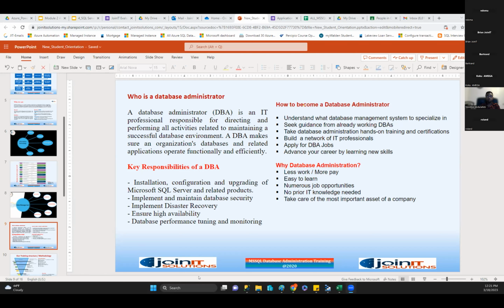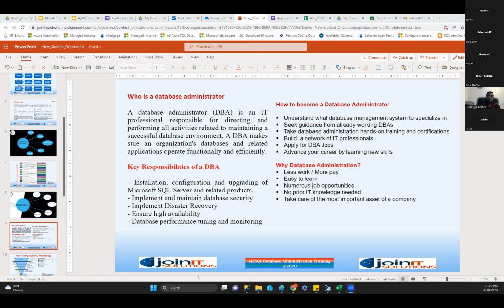So now we need someone to take care of that data that resides inside of that database, and that's where the word administrator comes in. So a DBA will make sure that an organization's database and related applications operate functionally and efficiently. So when you now hear that data resides in a database, you will equally understand that every organization that you can think of, including you, owns some data that resides in a database that needs to be protected. That is why database administrators are needed all over the world.